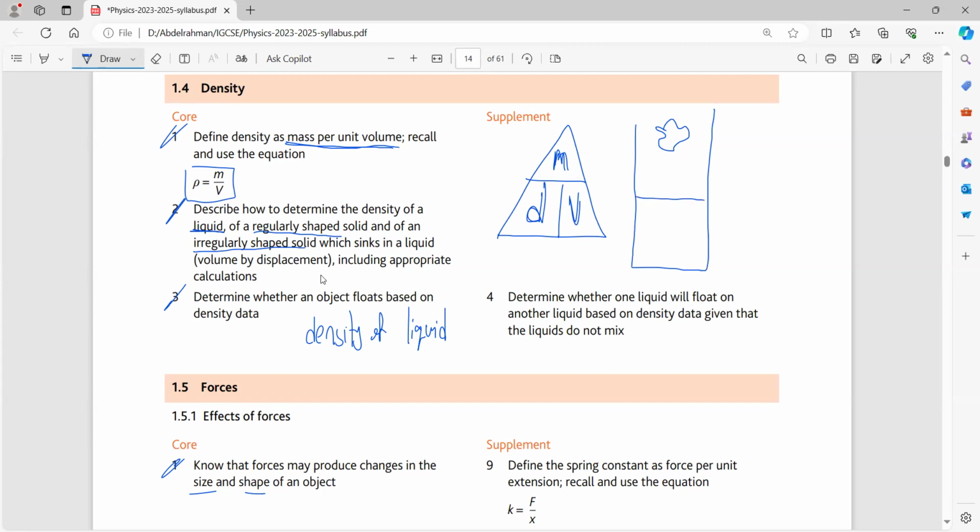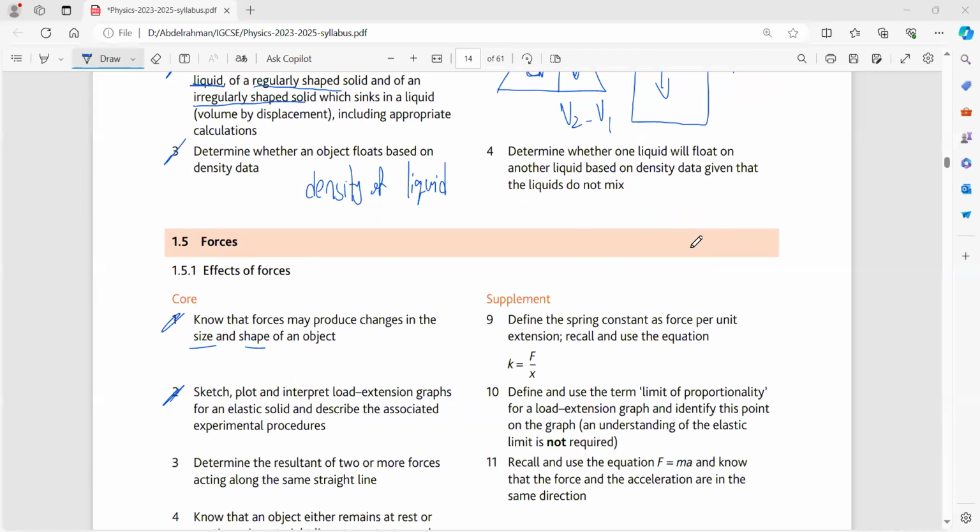Initially, the measuring cylinder has some water, so I'll measure volume one. When I put this object inside the water, what will happen? The liquid will increase, so I'll measure volume two. To find the volume, what will I do? V2 minus V1. Okay, this is to find the volume of this irregularly shaped object. Anyway, I hope this answers your question. Okay.